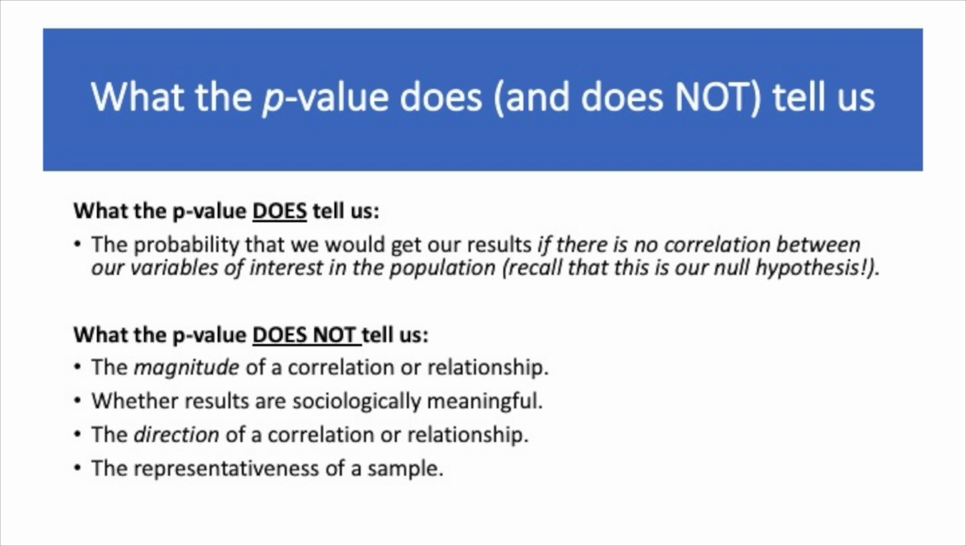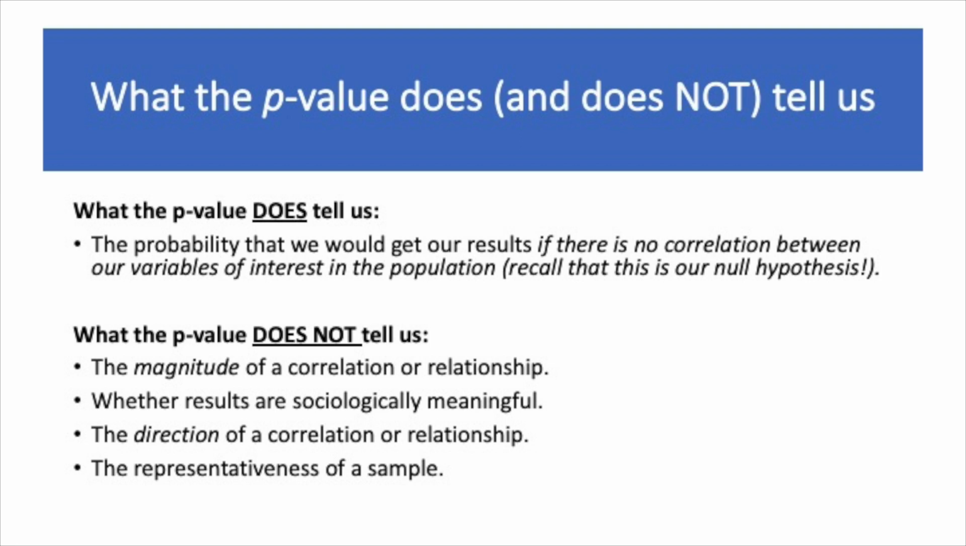Here's what the p-value does not tell us. First, it's not telling us anything about the magnitude of a correlation or relationship between variables in our population. In order to get a sense of the magnitude, we might look at a contingency table, for example, to look at group differences, using the example of generation and attitudes toward marijuana legalization. We might look at that contingency table to see the magnitude of difference across generations in that relationship.